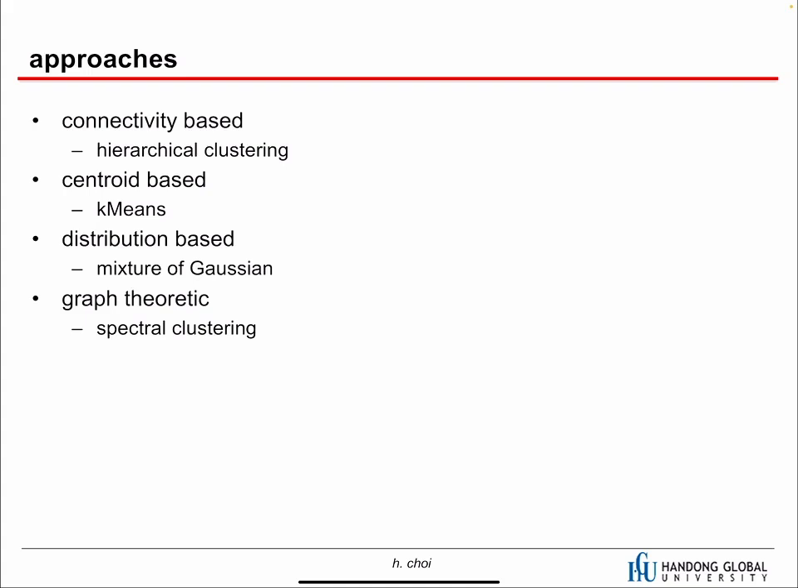And basically, we have a couple of approaches for clustering. First one is connectivity-based approach, and second one is centroid-based, and the third one is distribution-based, and then graph-theoretic approach. So we're going to talk about the hierarchical clustering and k-means and mixed Gaussian, and spectral clustering is a little more advanced.